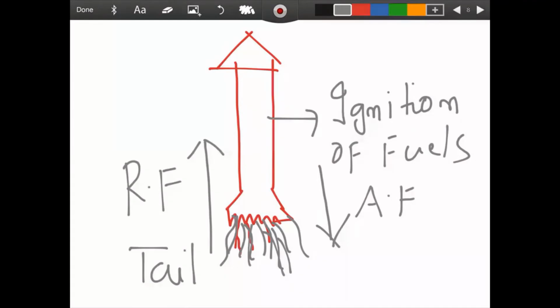Okay, you must have observed this during Diwali while lighting firecrackers also, how the reaction force makes all the Diwali rockets go up, right? So you can see the flame going in the downward direction and the rocket going in the upward direction.